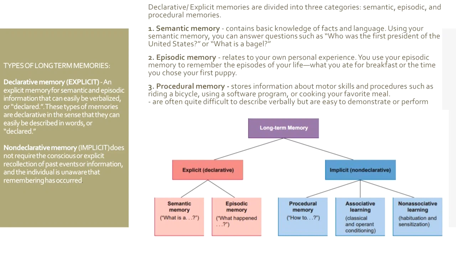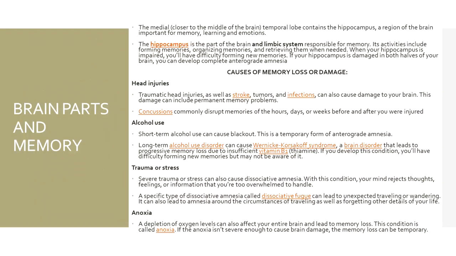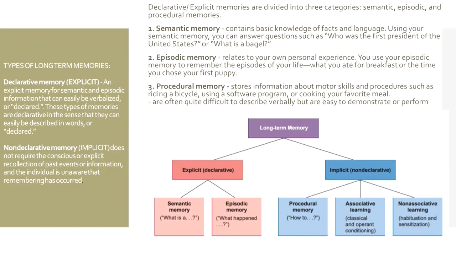Okay. Let's go to implicit or non-declarative memory. So, under implicit, we have procedural memory, we have associative learning, and non-associative learning. Okay, again sa implicit or non-declarative, no, ito yung mga terms na quite abstract and you cannot say it into words. Okay? So, kasali din dito yung procedural memory.